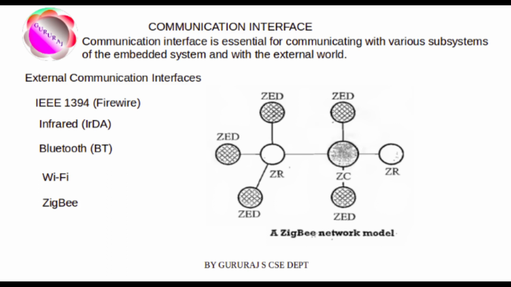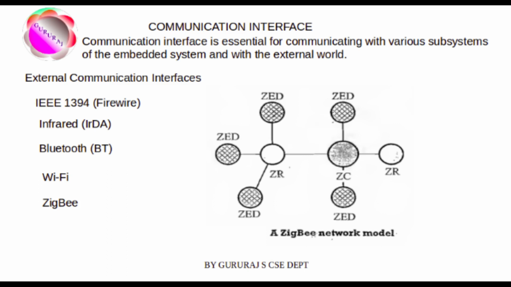Zigbee operates worldwide at unlicensed bands of the radio spectrum, mainly at 2.4 to 2.484 GHz, 902 to 928 MHz and 868 to 868.6 MHz. Zigbee supports an operating distance of up to 100 meters and a data rate of 20 to 250 kbps.